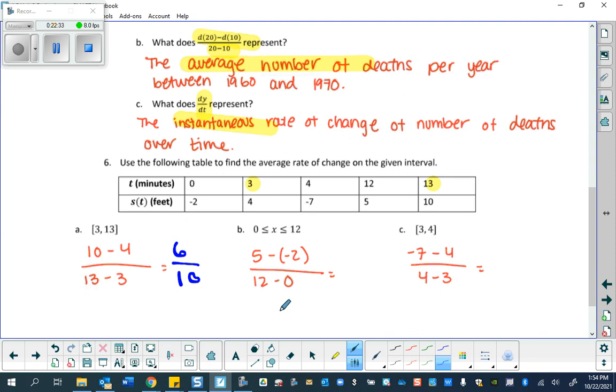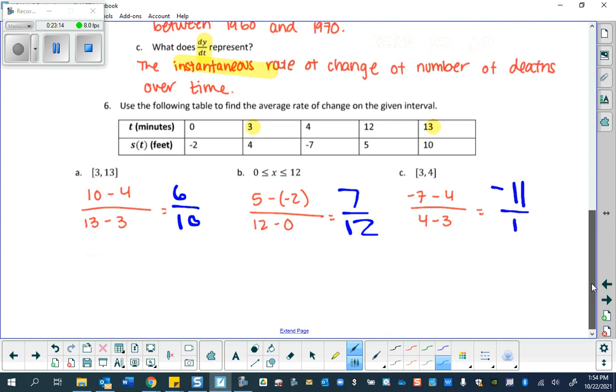When we talk about the interval from 0 to 12, we end up with 5 minus negative 2, so we'll give ourselves a positive 7 compared to 12 here. God bless you. For letter C, negative 7 to negative, or from 3 to 4, gives us an interval of a change in 1. And then, of course, this is negative 11. So 2 minutes versus whatever that might represent.